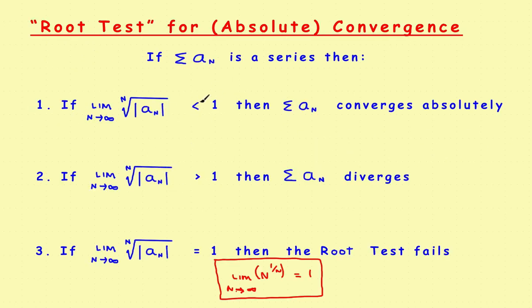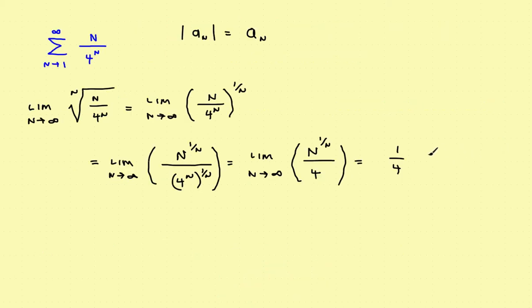If the limit is less than 1, then you showed that the series converges absolutely. So since this is less than 1, you can conclude that the original series converges absolutely. So that's the first problem.